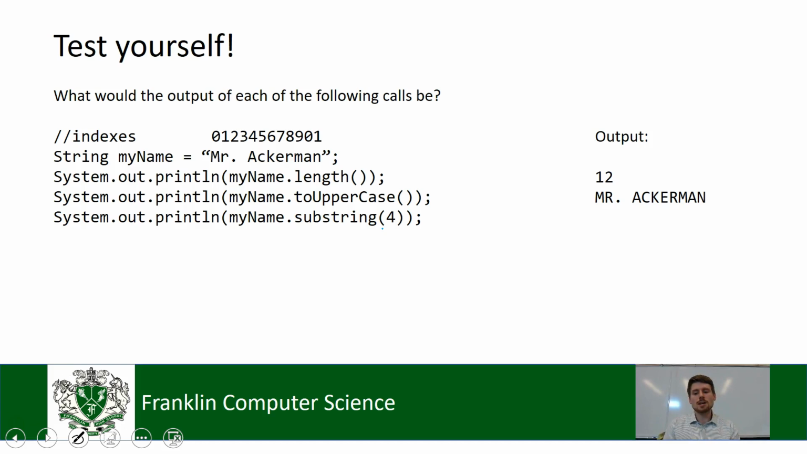toUpperCase capitalizes everything. Boom. MR. ACKERMAN, so everything gets capitalized. Simple. Substring(4) is grabbing from 4, going from position 4 to the end, so you get Ackerman out of that. Okay? So that's our output for this.